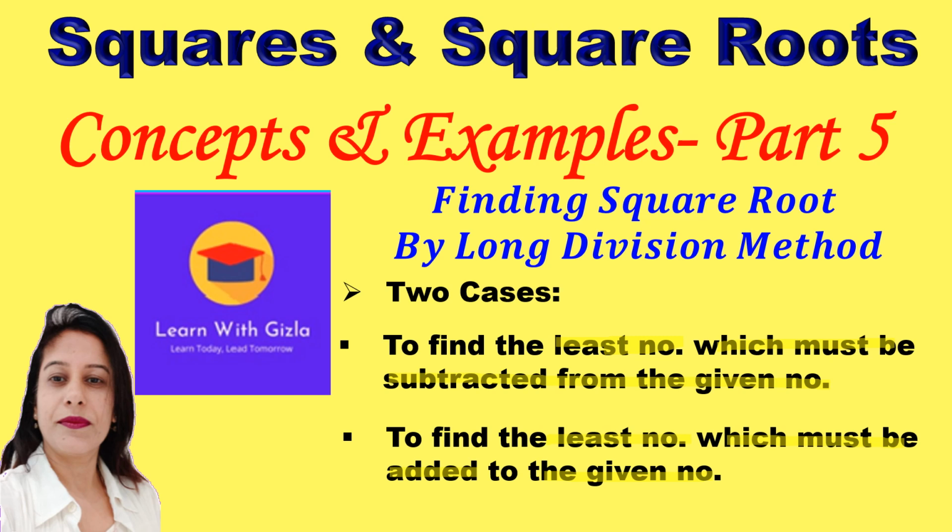Now in the first case we have to find what should be subtracted. In the second case we have to find what should be added to the number to make it a perfect square. In both cases the number given to us is not a perfect square. That's why, to make it a perfect square number, we have to either subtract a number or add a number, depending on what is asked in the question.